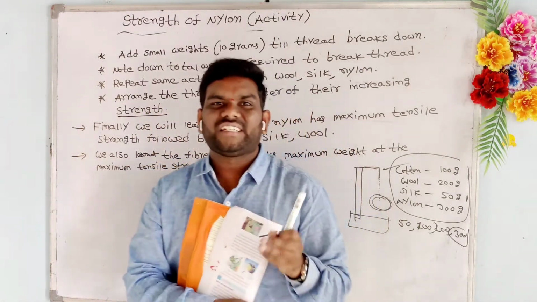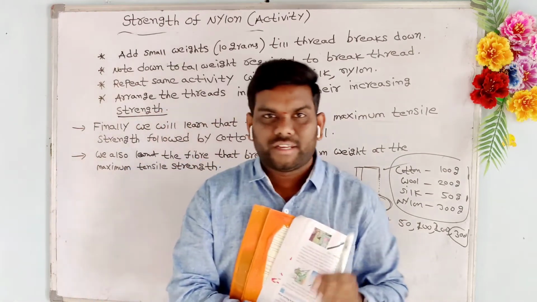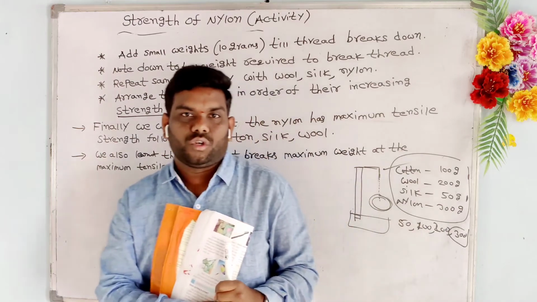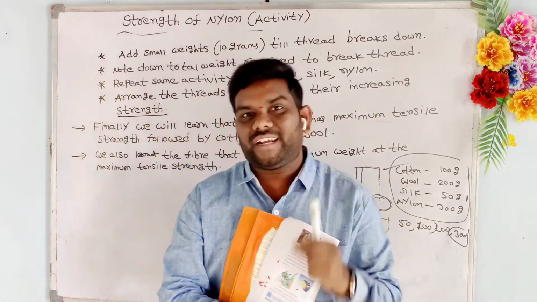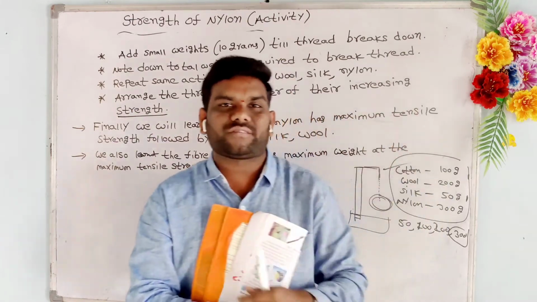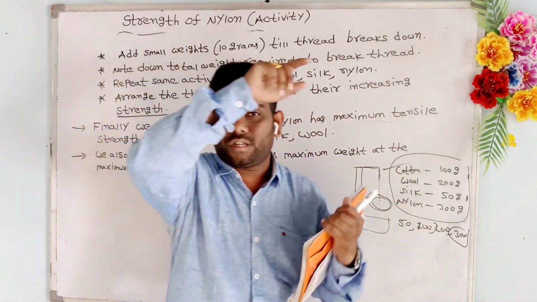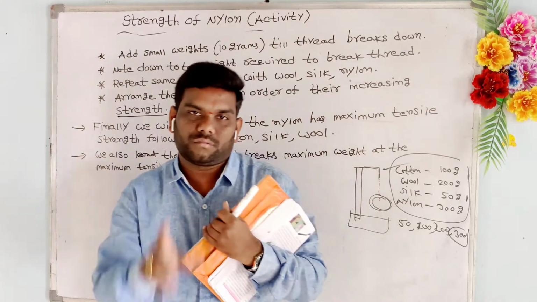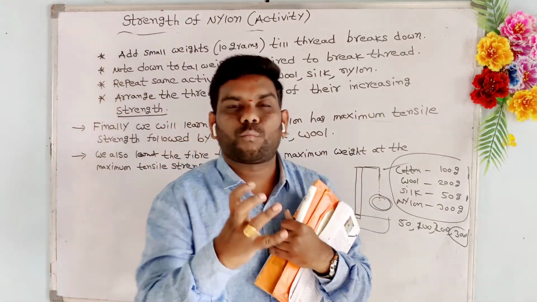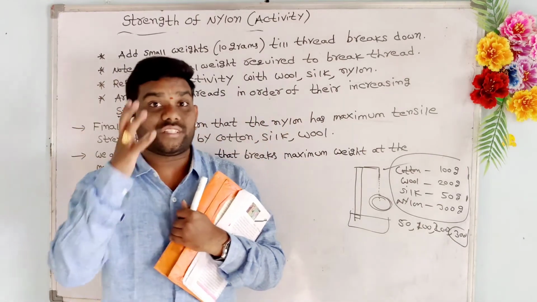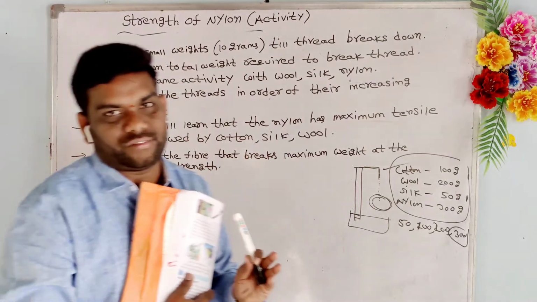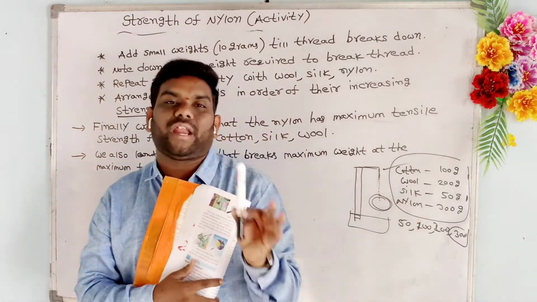Now students, it is a very important practical. It is very easy practical. Take an iron stand. So take a cotton thread, tie one end of the cotton thread at the stand, and at another end of the thread put a weight hanger. So in that weight hanger add small weights of 10 grams till the thread breaks down.